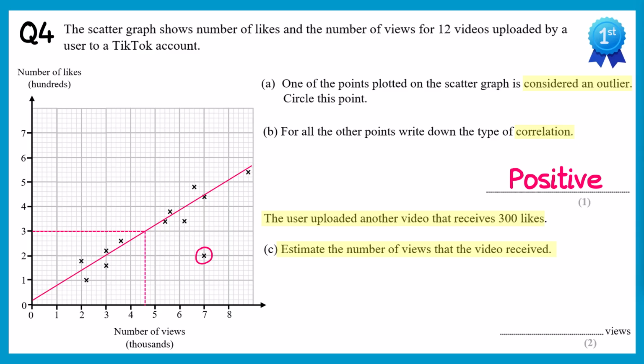This number is 4.6, but it's not 4.6 views because the axis here is in thousands, so it's 4.6 thousand views, or 4,600. Now you may get a slightly different answer to me for this question depending on how you drew your line of best fit, but you probably should get an answer somewhere in the region of 4,400 to 4,800.